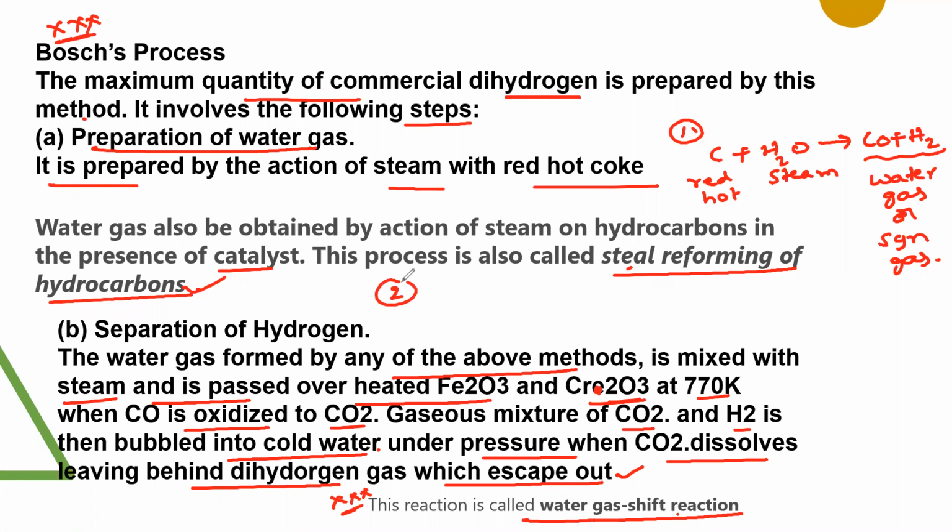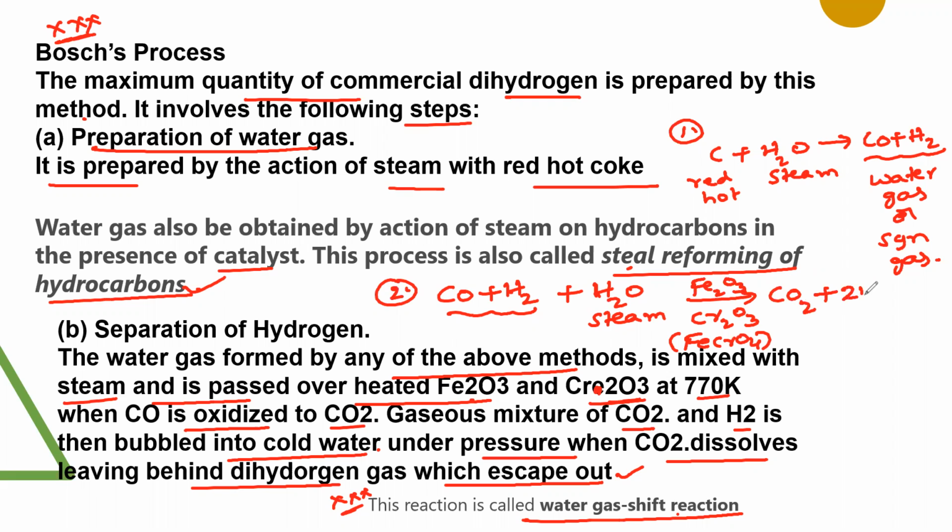In the second reaction, this water gas, that is the CO plus H2 combination, is passed over steam, that is water, in the presence of a catalyst, heated Fe2O3 and Cr2O3. Even if you write Fe2O3 and Cr2O3 like this, it is okay. By a combination of these two, FeCrO4, iron chromate, is formed. When this water gas is mixed with steam and passed over it, it forms carbon dioxide gas along with hydrogen gas. This second reaction is called the water gas shift reaction. Very, very important.